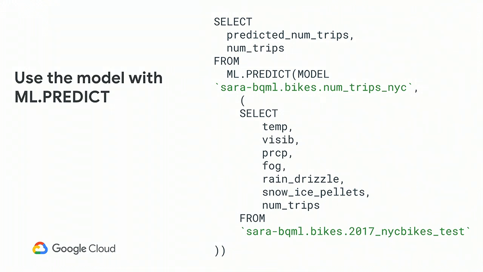Similarly, to generate predictions, you just call ml.predict. And when you run this, BQML will add a column called predicted underscore, and then whatever your label column name was.